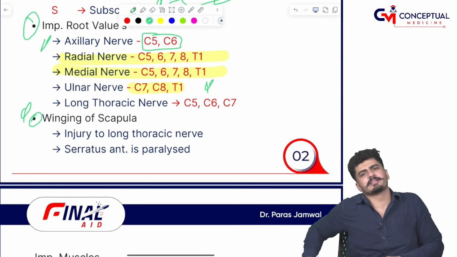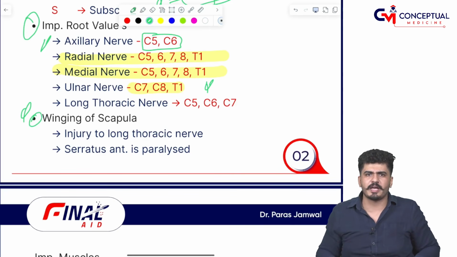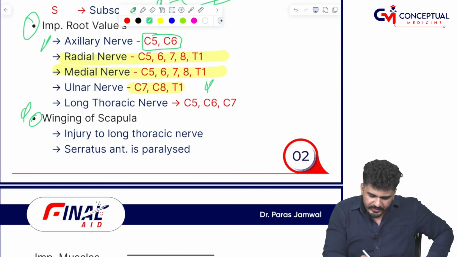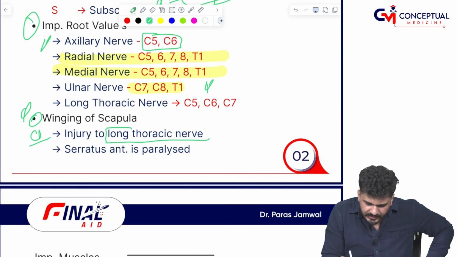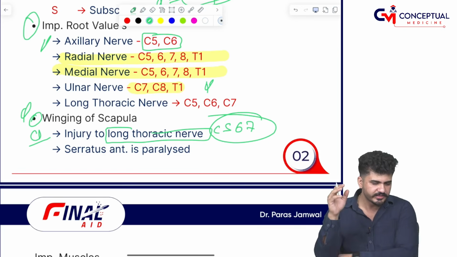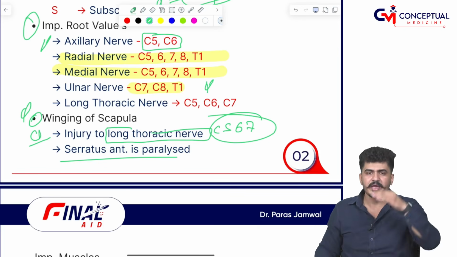Now why is this winging happening? Many times a question is asked in the exam in multiple choice form. Winging of scapula is happening because of the injury to, yes, there is an MCQ, my dear friends, the injury to the long thoracic nerve. What is the root value of long thoracic nerve? C5, C6 and C7, my dear friends. Serratus anterior muscle.